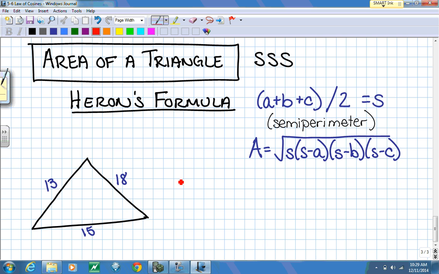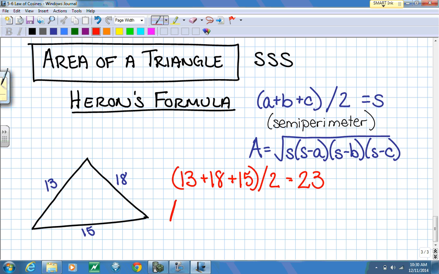So if I take my 3 sides here of 13 plus 18 plus 15, I'm going to take those 3 sides and I'm going to divide it all by 2. And what that's going to now do is it's going to give me what the semi-perimeter is. And so here, 13 plus 18 plus 15 divided by 2, we should get 23.